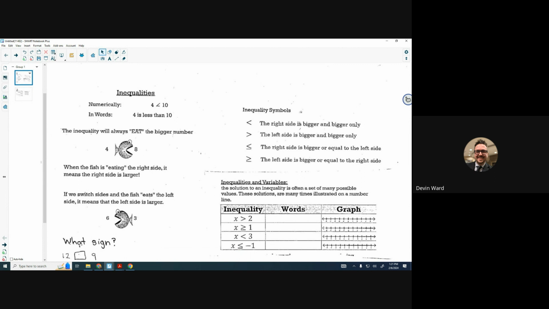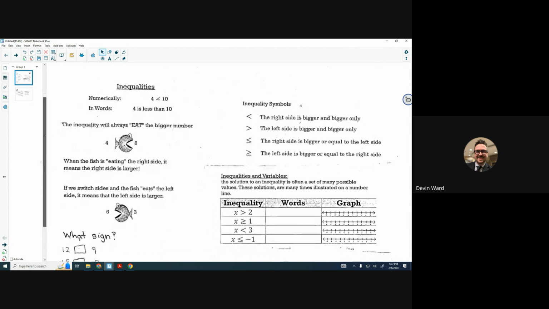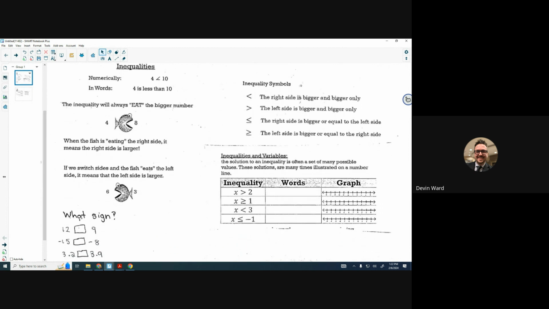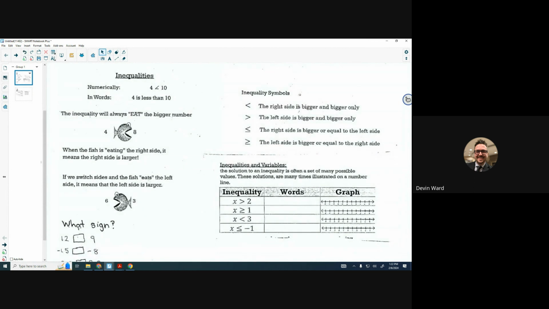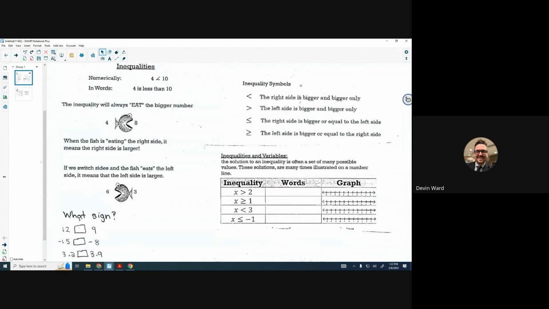So what we have here is 4, and then this little arrow, to say that 4 is less than 10. When we talk about inequalities, you can think of it as a fish, or you might have heard Pac-Man, or an alligator, but it always wants to eat the bigger number.